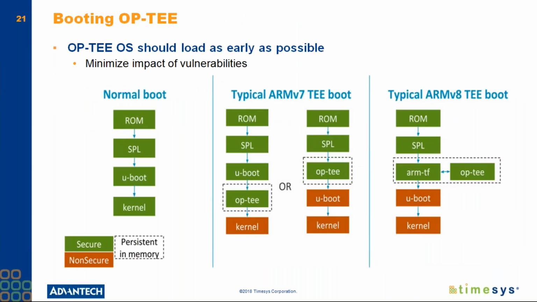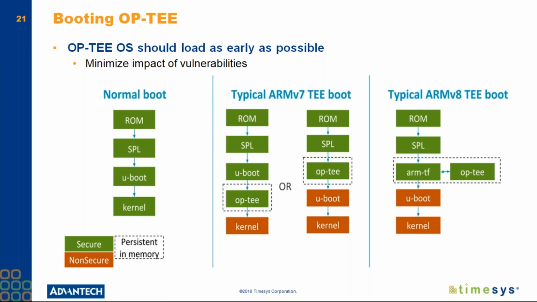So how do we boot this secure operating system? In case there is no secure operating system, the typical normal boot process is you have the ROM code, it loads SPL optionally, or it directly jumps to U-boot, and then U-boot loads the kernel, and everything is running from a secure context.